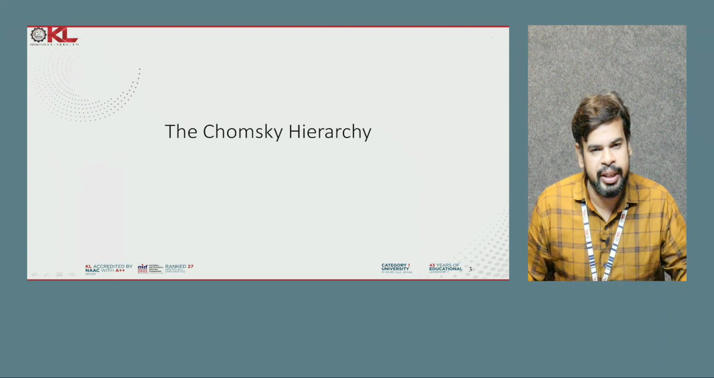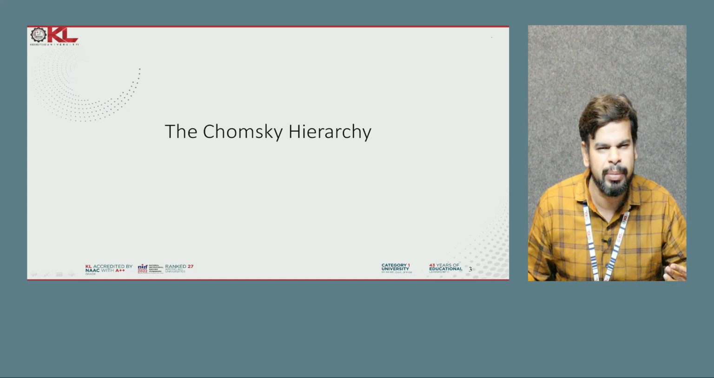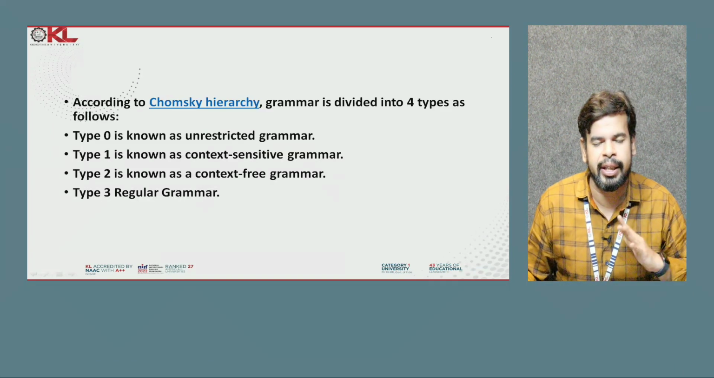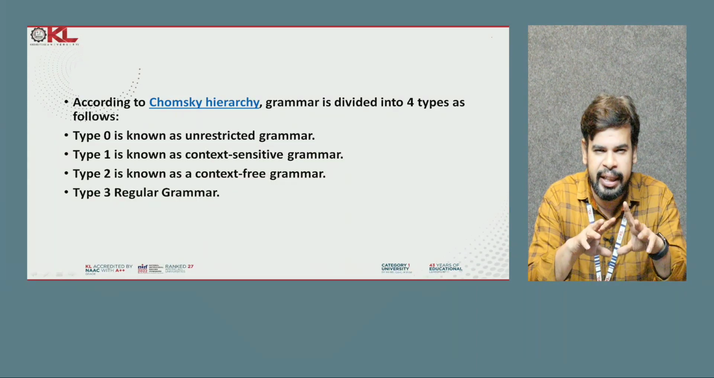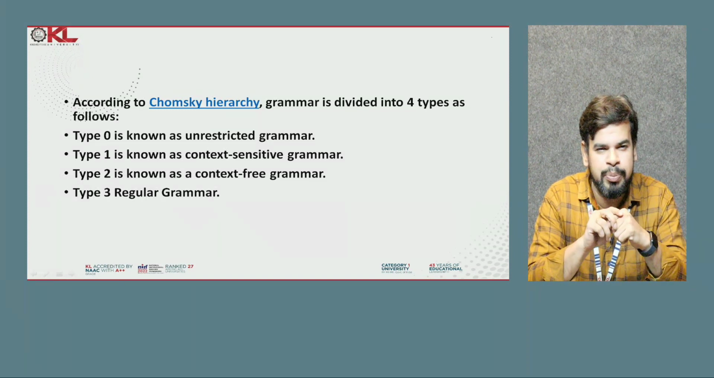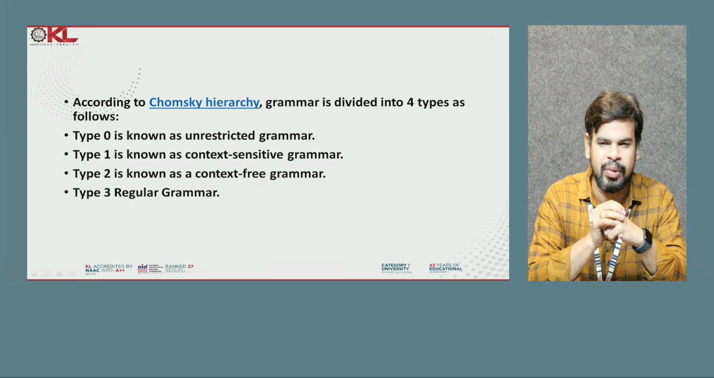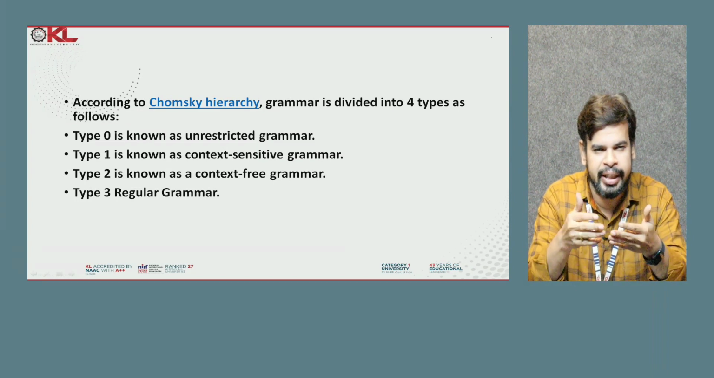Now, what actually is Chomsky hierarchy? The term hierarchy itself says that we are talking about something related to certain levels. So, what are those types of levels? First of all, I would like to give the introduction to the Chomsky hierarchy. According to the Chomsky hierarchy, grammars are divided into 4 different categories. Among them, type 0 is known as unrestricted grammar. And what this unrestricted grammar is, we will learn in the coming slides.